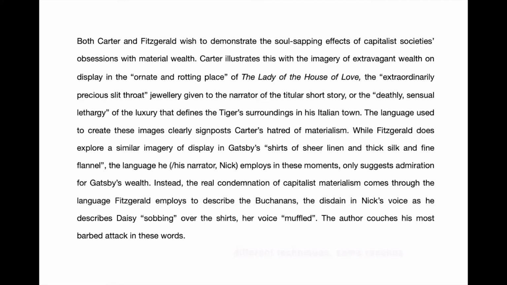Well, hopefully you can see that the authors use different techniques for the same reasons. That's the approach this writer has taken. Now, look at the sentence that begins, "While Fitzgerald does explore a similar image." From that, you might have been confused into thinking that the writer here was saying, well, both Carter and Fitzgerald use the same language technique.